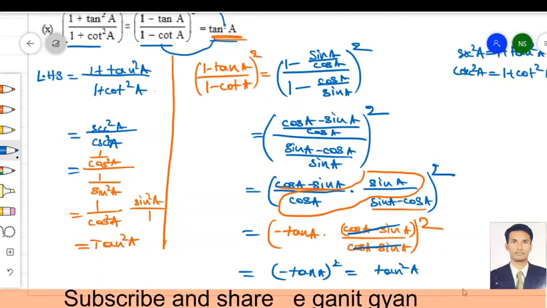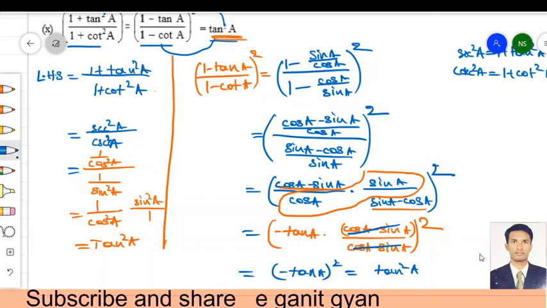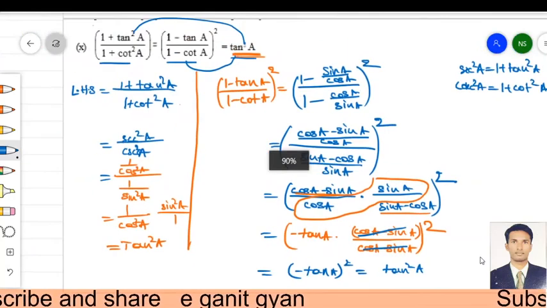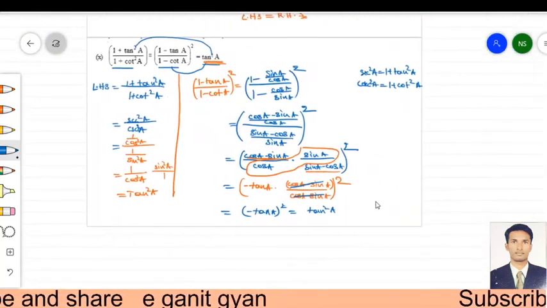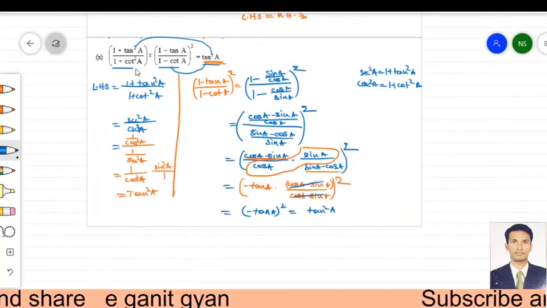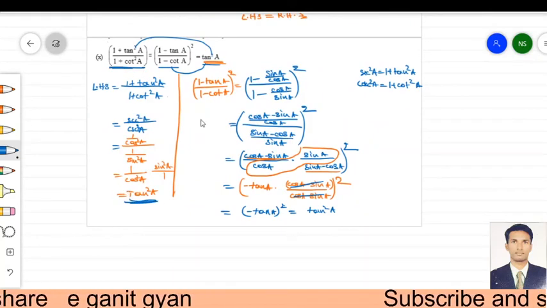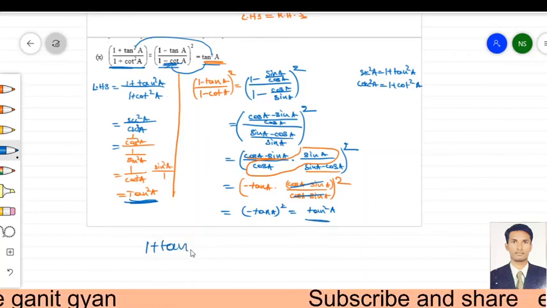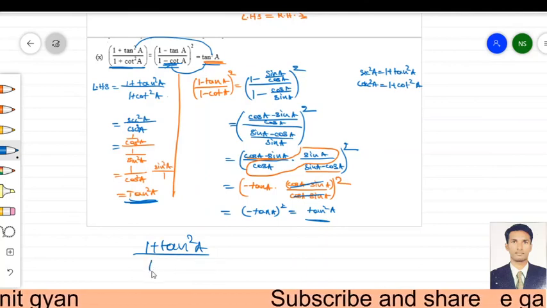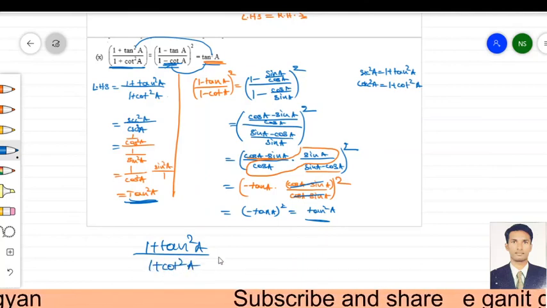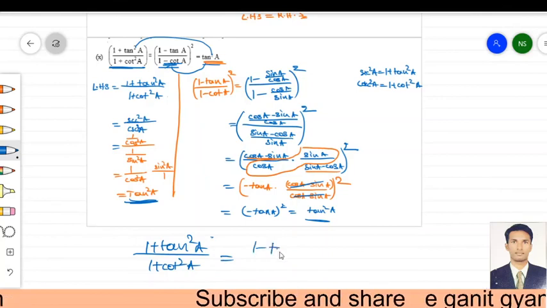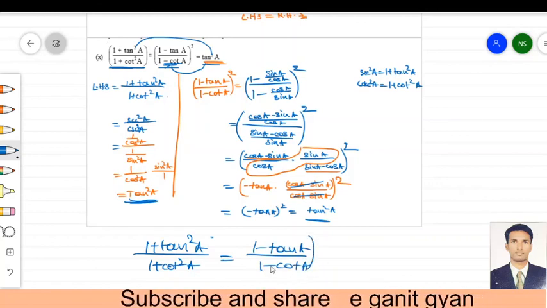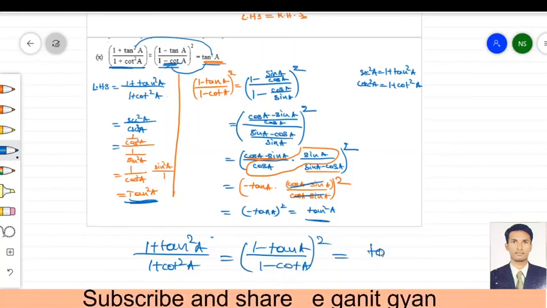So final statement, what we can write here. We took first this thing and we proved tan square a, second thing we took and we proved tan square a. So we can write here finally 1 plus tan square a by 1 plus cot square a, which is equals to 1 minus tan a by 1 minus cot a whole square, which is equals to tan square a.